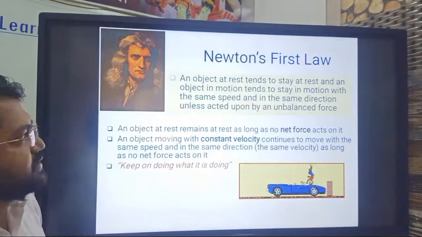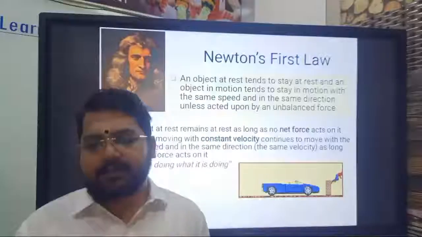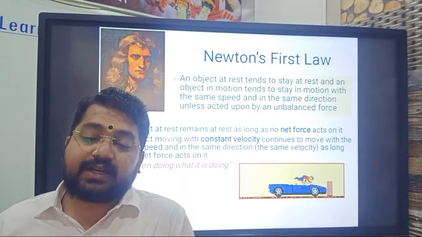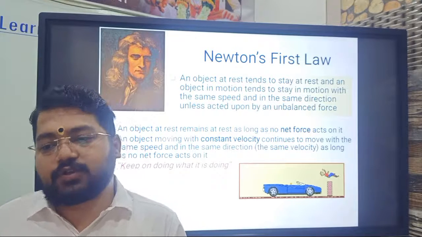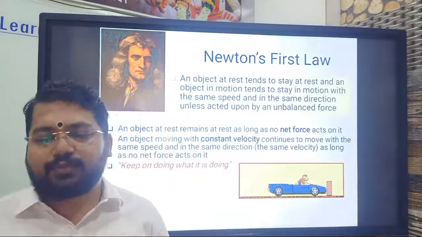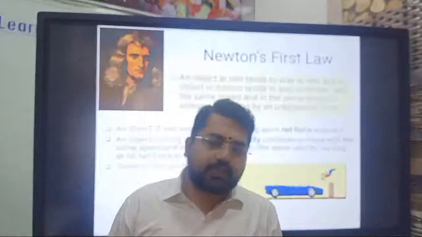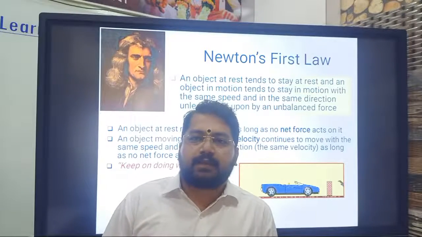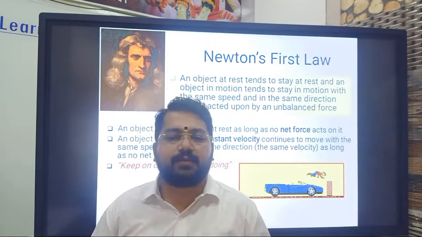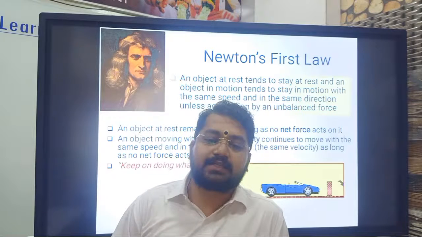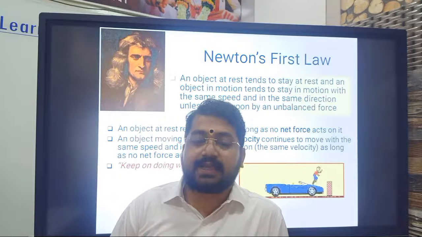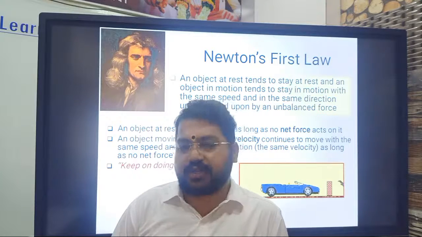Now Newton's first law. What does Newton's first law say? Action and reaction is the third law. First law, read this: an object at rest tends to stay at rest, and an object in motion tends to stay in motion. So it means an object which is at rest remains at rest, and an object which is in motion remains in motion, until and unless any unbalanced force acts on it. Fine. What does it mean? It is inertia. It is about inertia. Clear? Yes.